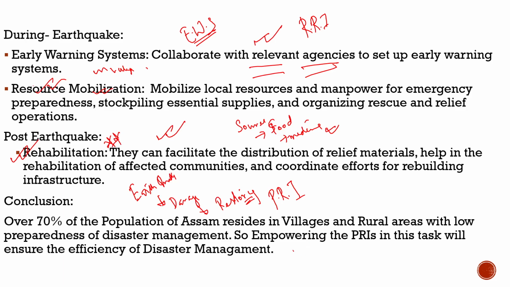Now, in conclusion, you can say that as 70% of the population resides in village and rural areas with low preparedness for disaster management, empowering the PRIs in this task will ensure the efficiency of disaster management. So you need to write a simple conclusion. That's it. You don't have to focus much on it. Okay. I hope you all are getting the point I'm trying to convey. I hope this answer is clear to all of you.